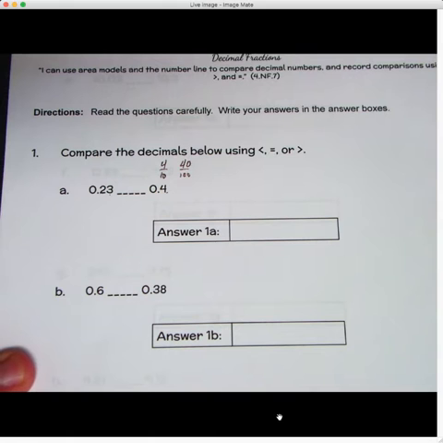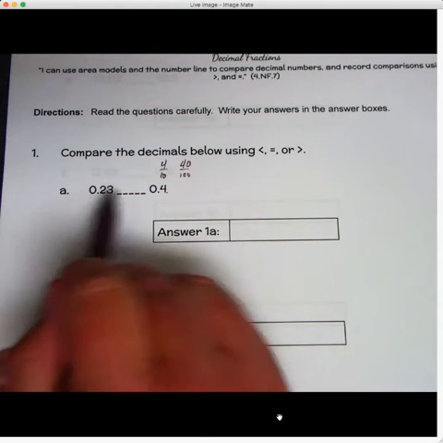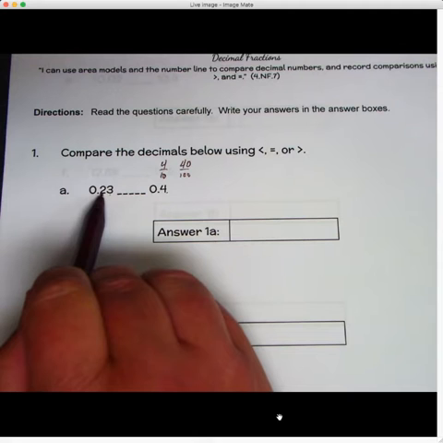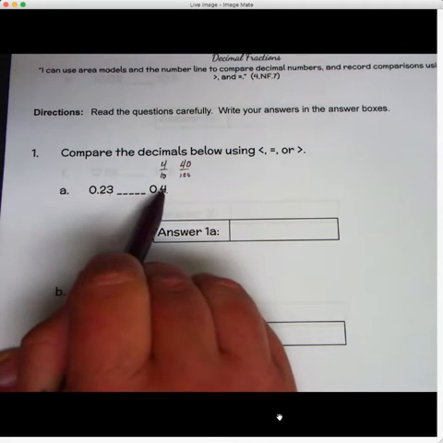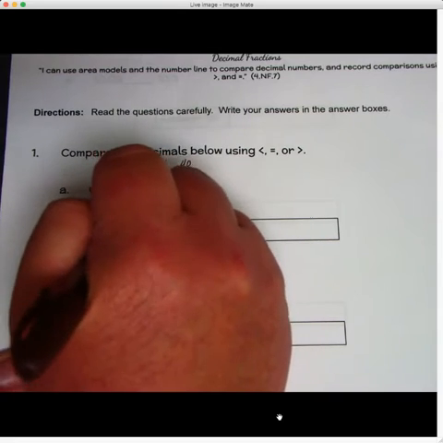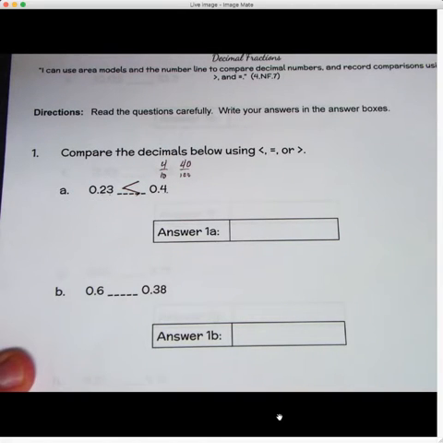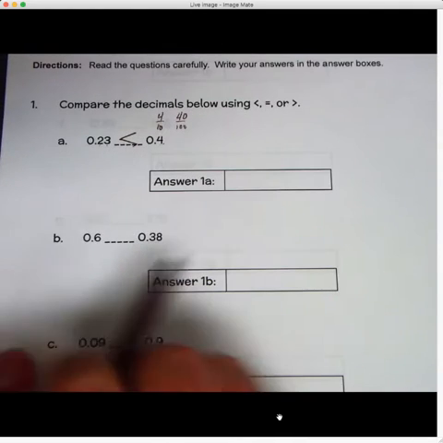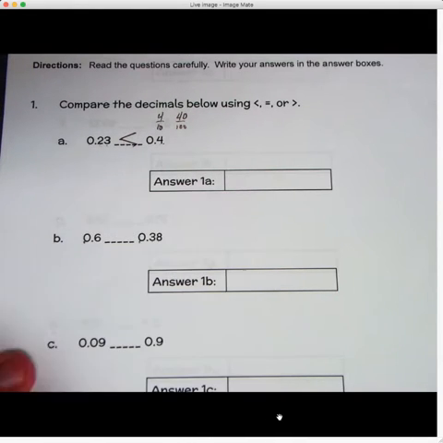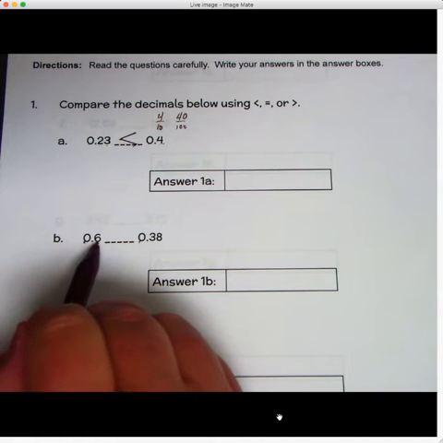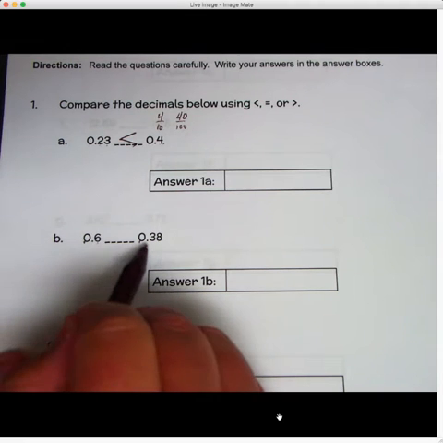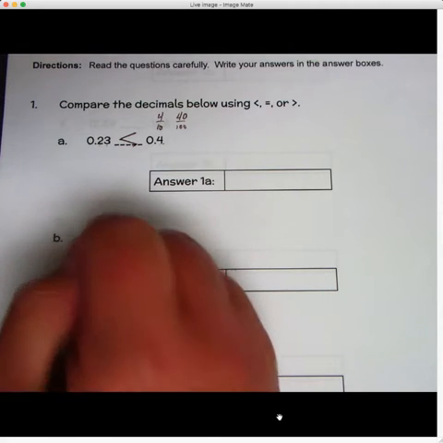You just look at the place value. I don't have anything in the ones place in either one, so I go to the next place. The tenths place has a 2, has a 4. A 4 is bigger than a 2, so I know that 4 tenths is bigger than 23 hundredths. Same thing on B. Don't have anything in the ones place on either one, so let's go to the tenths place. I've got a 6 in the tenths place and a 3 in the tenths place, so a 6 is bigger than a 3.